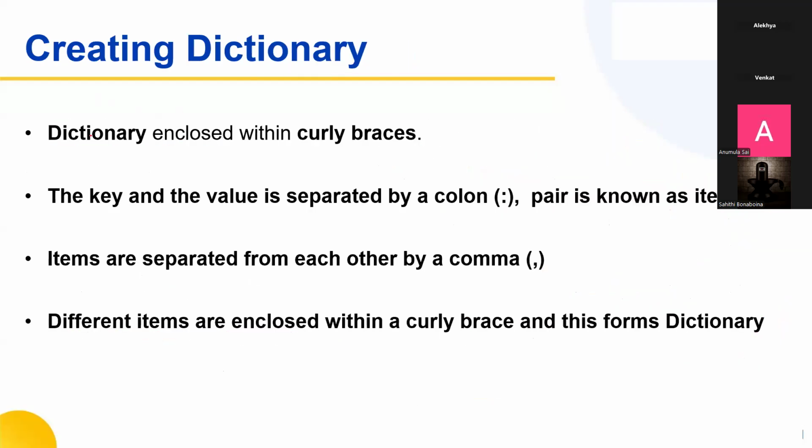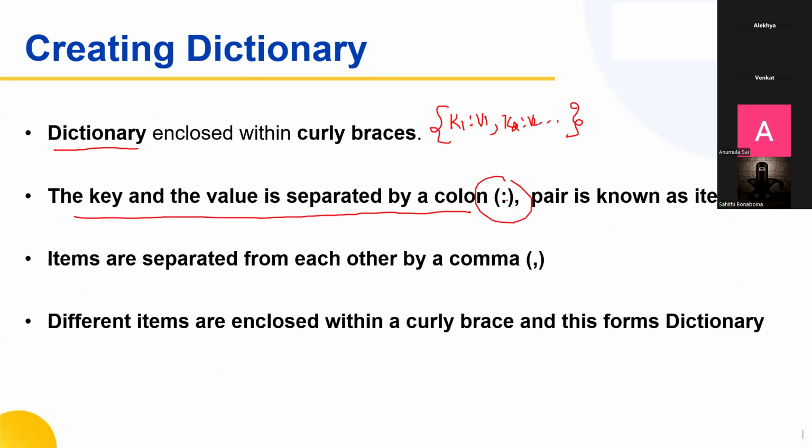Now I will discuss how to create a dictionary. A dictionary can be created with curly braces. Then we store the data in the form of key1 colon value1, comma, key2 colon value2, and so on. The key and the value are separated by a colon. The combination is called an item. Items are separated with a comma. See here, this is one item, this is another item, and they are separated with a comma. Like this, different items are used to create a dictionary.